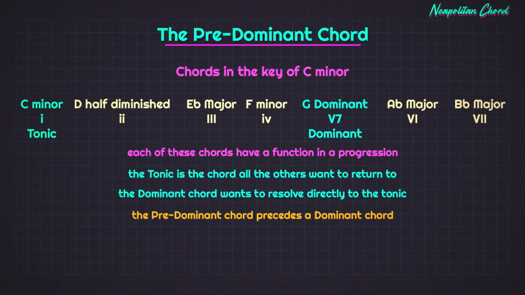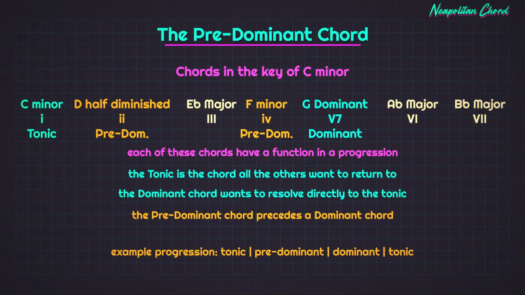It precedes a dominant chord in a progression. The D half diminished chord and the F minor chord can be considered predominant. So in a progression, you might have your tonic, followed by a predominant chord, and then the dominant chord, which wants to return back to the tonic. Here's a couple of examples, and listen to how the predominant chord sets up the dominant chord for a resolution to the tonic.